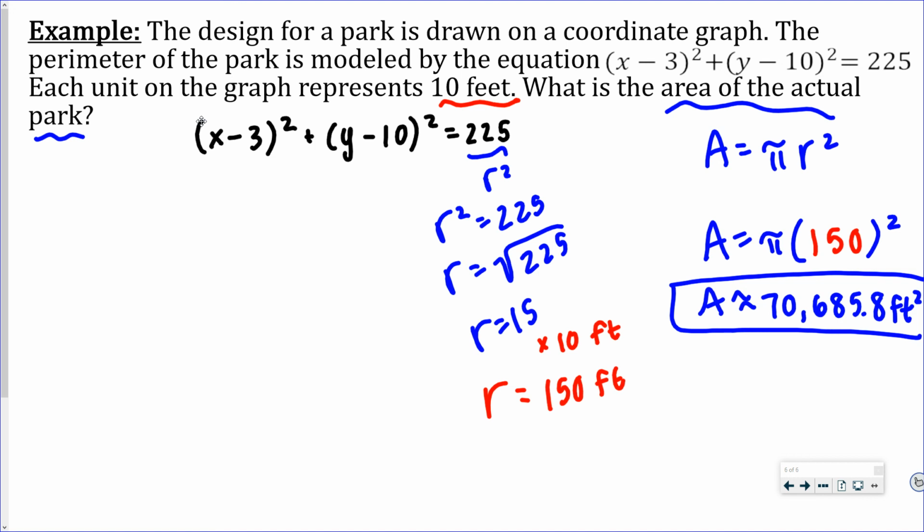Okie-doke. That's all she wrote. Oh my God. All right.